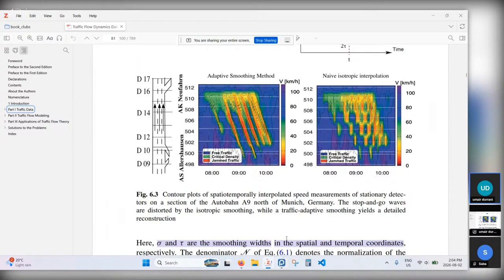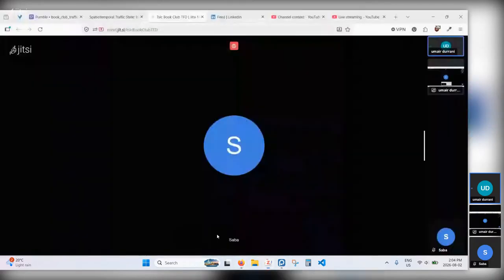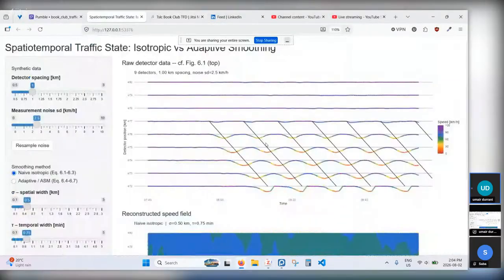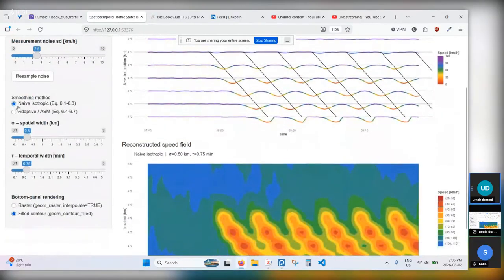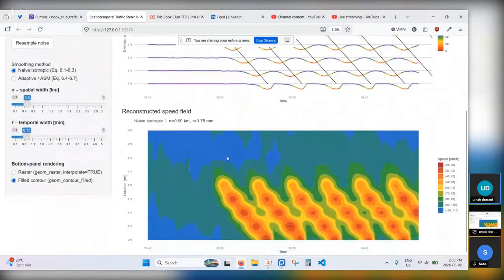To understand this in detail, we created an app that shows us what that looks like. If we open the app here, this is some synthetic data. It's not the same data as the book, but it's close. We have more stop and go waves, and the detector spacing here is 1 kilometer. For the isotropic method, we are using a sigma of 0.5, which is half of the detector spacing, and a tau of 0.75. That produces this result where we see the egg carton pattern.